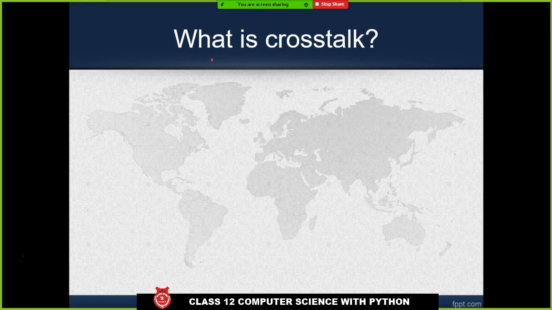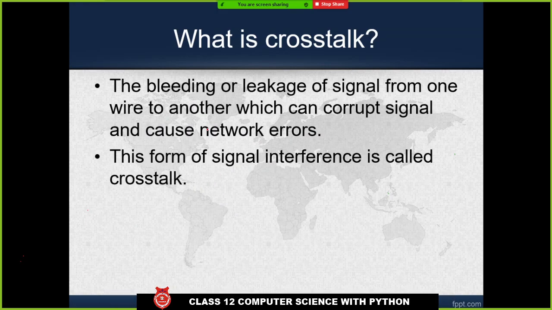All right, let's quickly talk about crosstalk. When we say crosstalk, if there is a leakage of signal in the cable, it is known as crosstalk. Okay, corrupted signal because of the cable, which can cause network error. This is known as crosstalk.